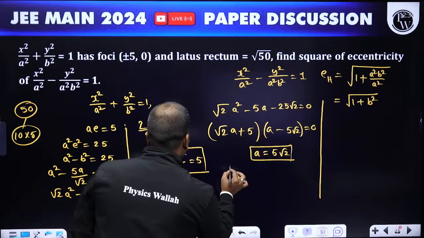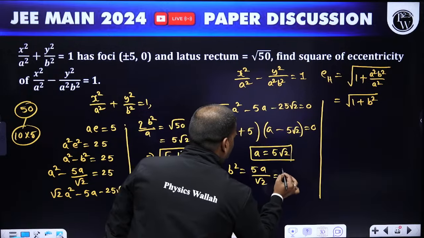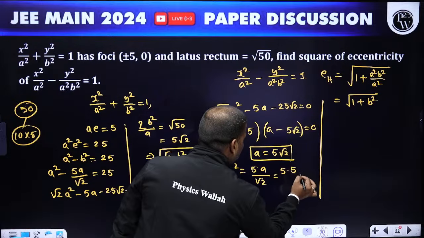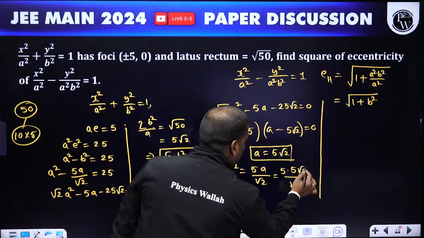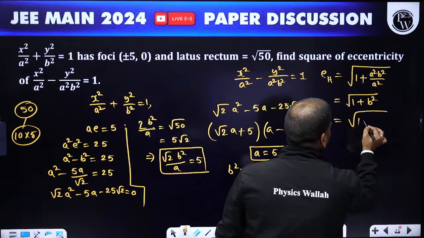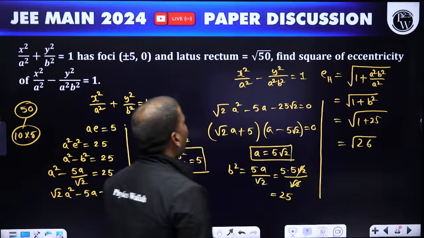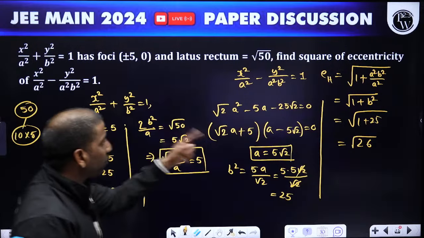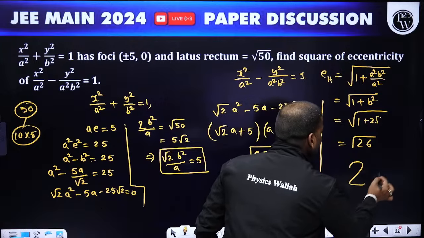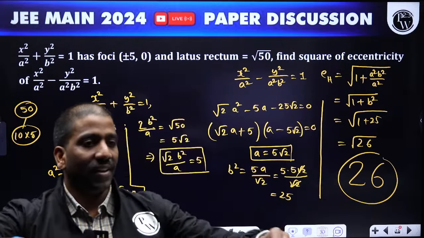So b square is equal to 5a by root 2. So 5 times 5 root 2 by root 2, root 2 got cancelled, 25. b square is 25, then we have 1 plus 25, which is equal to root 26, right? So then the square of the eccentricity answer is 26, a simple calculation, right?